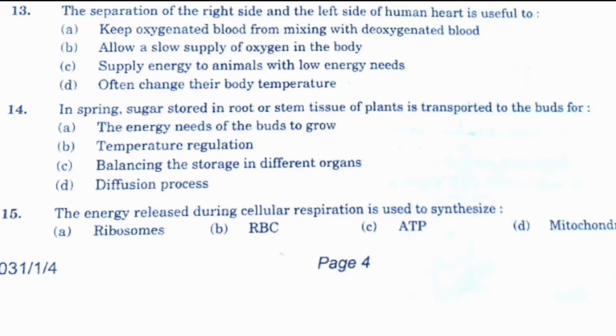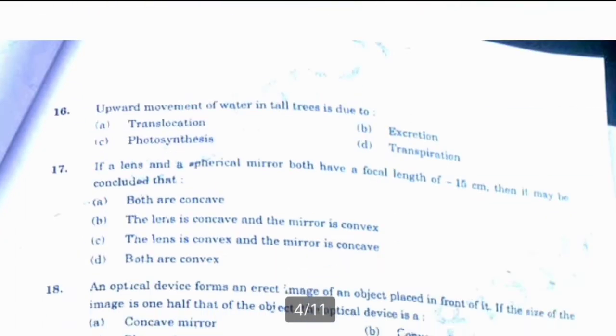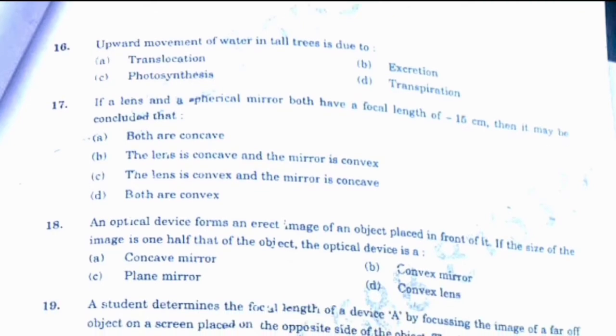So next question we have, that is question number 16 on page number 5. The upward movement of water in tall trees is due to option number A, translocation, option number B, excretion, option number C, photosynthesis, option number D, transpiration. So the correct answer is transpiration, that is option number D.